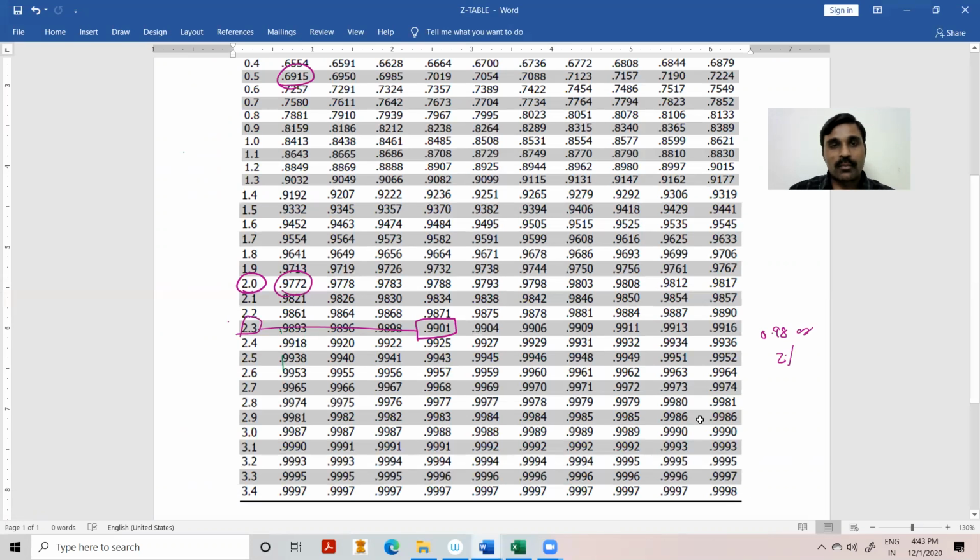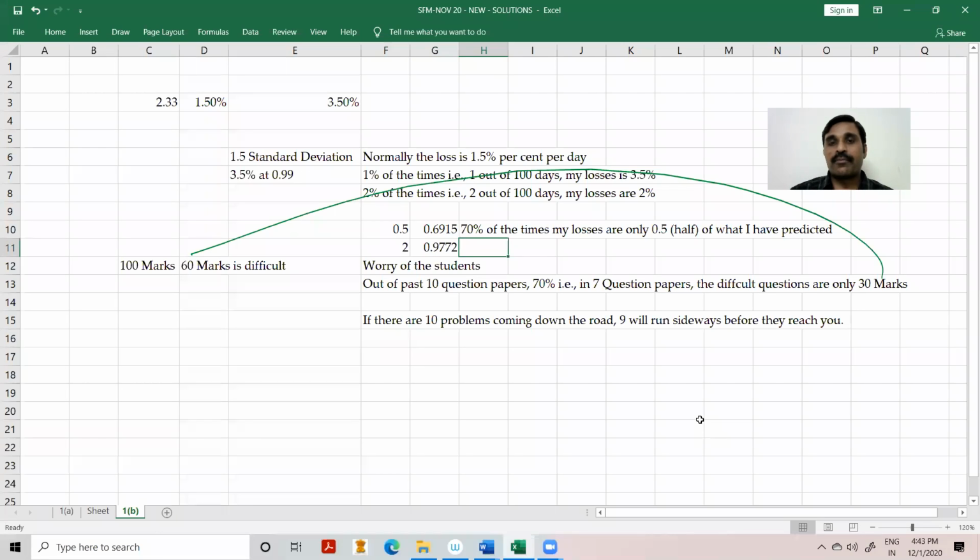0.977, how much? 0.9772. That is, I can take 98%. So 98% of the times I can take it, or I can better understand 2 times. So there is only 2% of the times my losses are twice than what I have predicted.